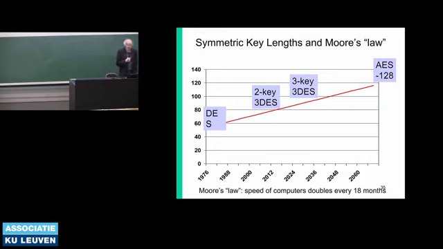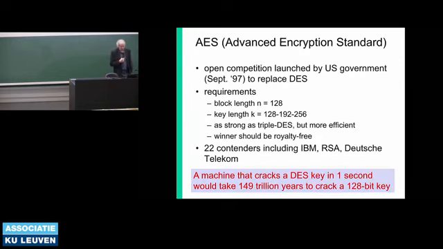But you really want something that's secure till 2060, 2070, 2080. So in 1997, the US government launched a call for the Advanced Encryption Standard. Now you also understand the name, because there was the Data Encryption Standard, and there was the Advanced Encryption Standard. It's not very advanced because it's now 25 years old, but at that time it was advanced because it was for long-term security.